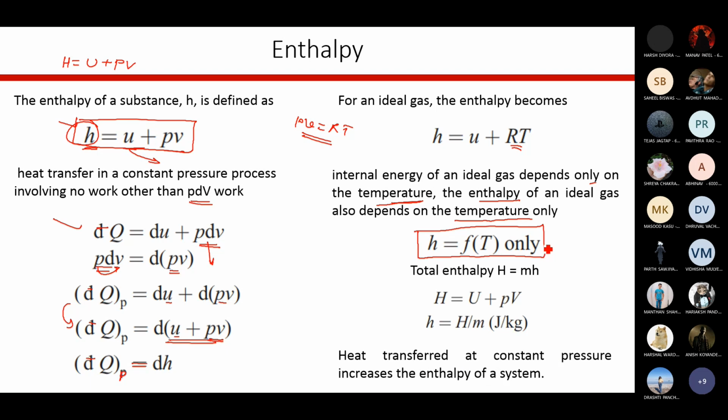Clear? Now this is the terminology I was talking about first. Capital H is called the total enthalpy. Small h is the specific enthalpy, meaning per net mass. So the total enthalpy H will be the product of mass multiplied by specific enthalpy, m h. The same expression I can write as h is equal to u plus Pv, where this h is H by m, understood. The specific enthalpy is on a per net mass basis, with joule per kg as its unit. The last line is worth noting down: heat transferred at constant pressure increases the enthalpy of the system.